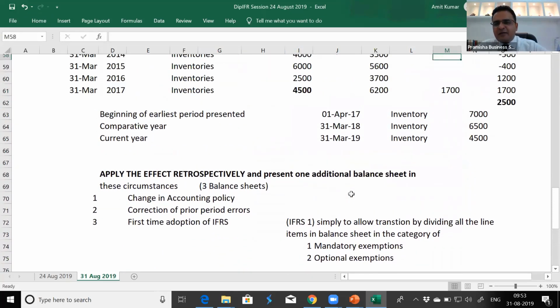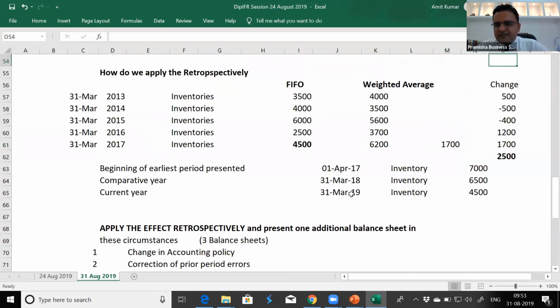The reason why it is happening is because I've taken some imaginary figures. So the difference should have been exactly the difference between these two, because I'm also recalculating them since beginning. I'm recalculating as if since beginning. So the total change difference should have been equivalent to 1,700, because I am recalculating it as if we have been using weighted average since beginning.